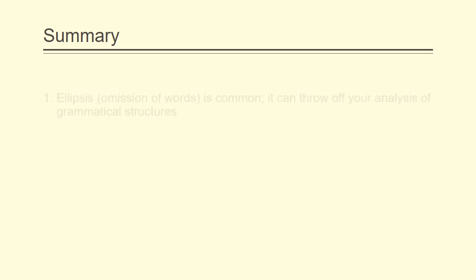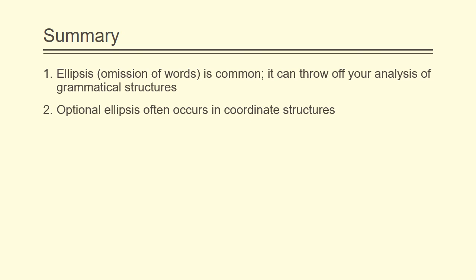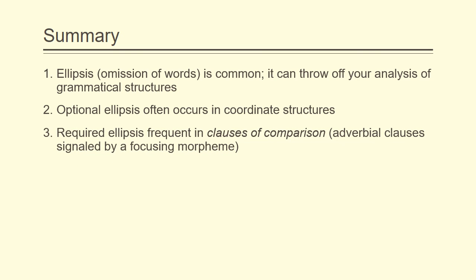All right, so wrapping up. Ellipsis, which just means the omission of words, is a very common feature in language. And when you go to analyze a structure, you can get into trouble if you don't understand that words have been omitted, and that's the main reason to be aware of it. We do have optional ellipsis, and this often occurs in coordinate structures. And then required ellipsis frequently occurs in clauses of comparison, which are adverbial clauses that are preceded by a focusing morpheme.